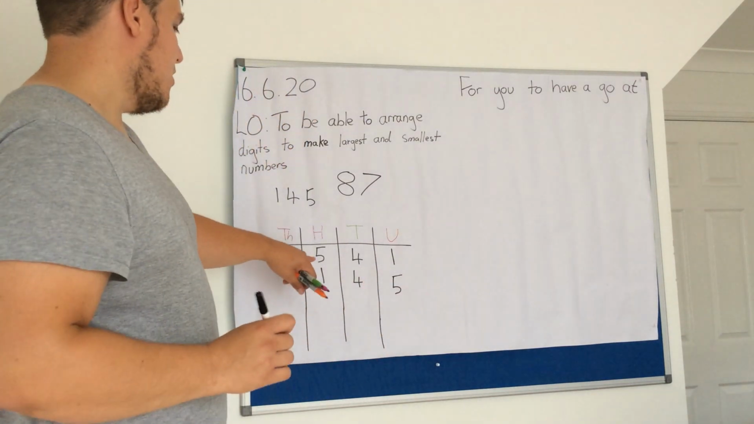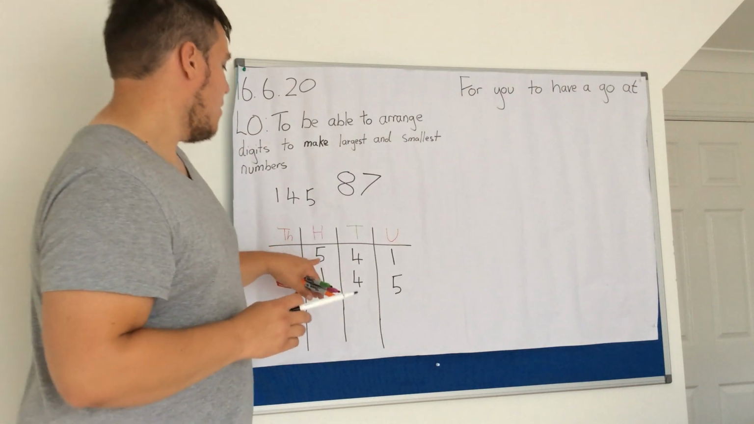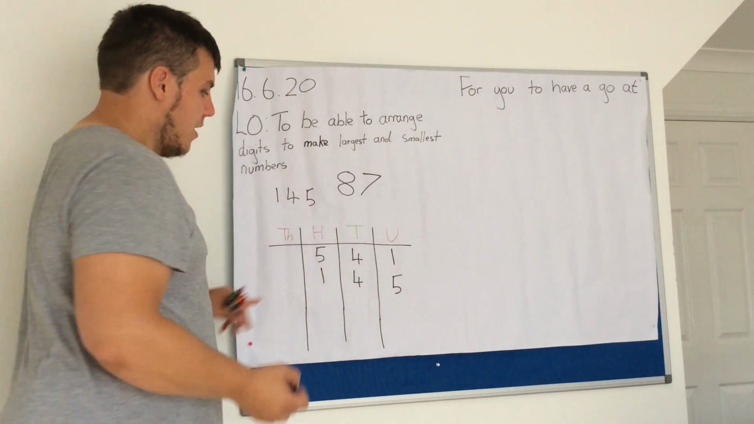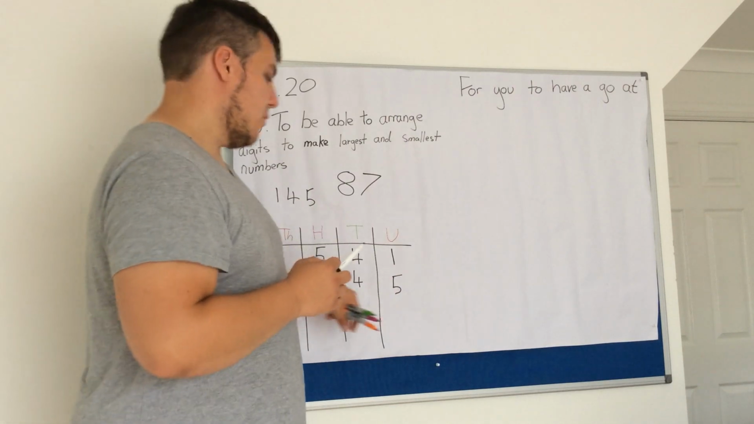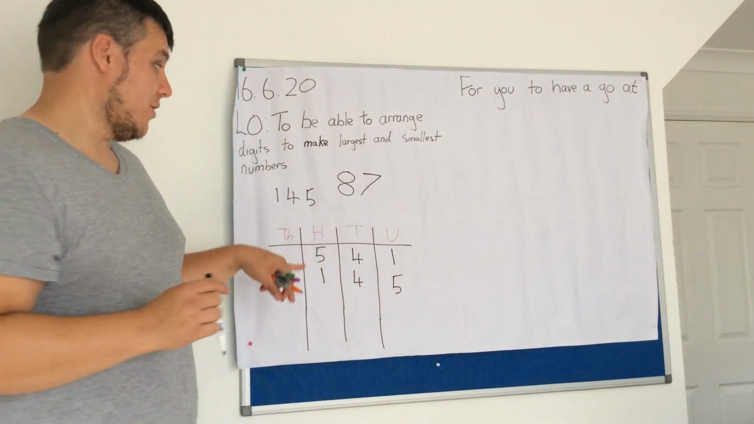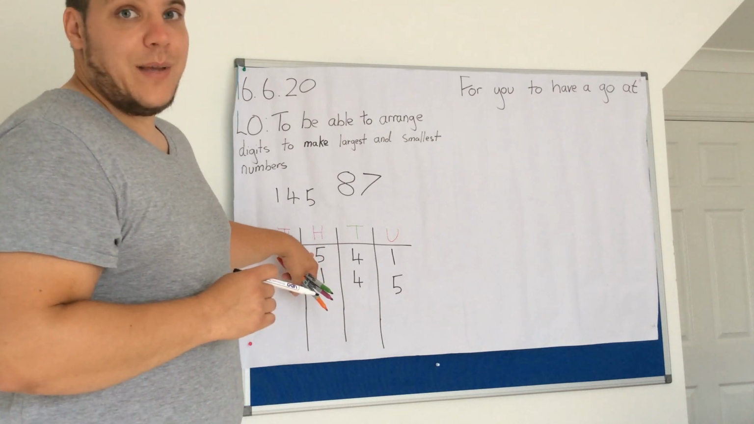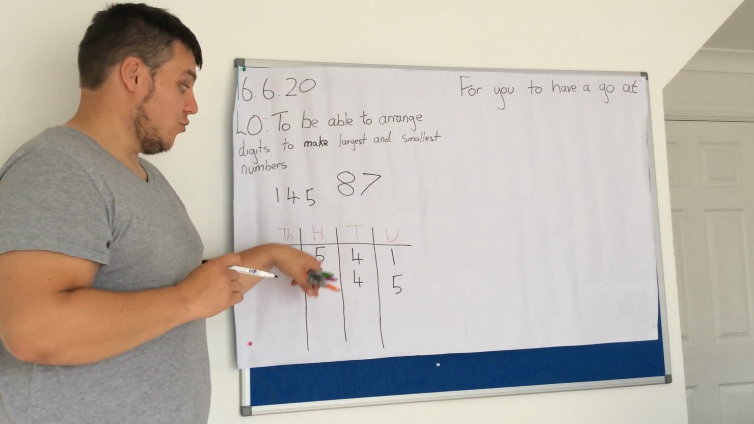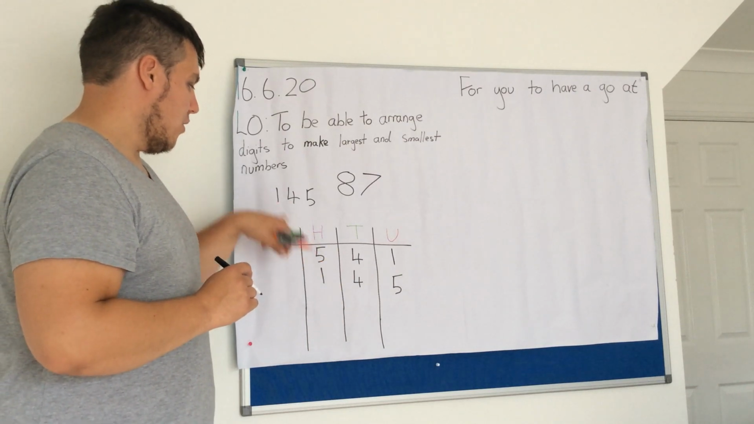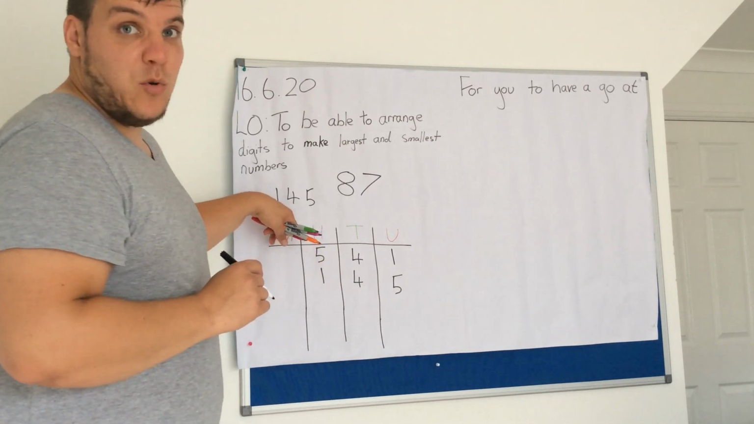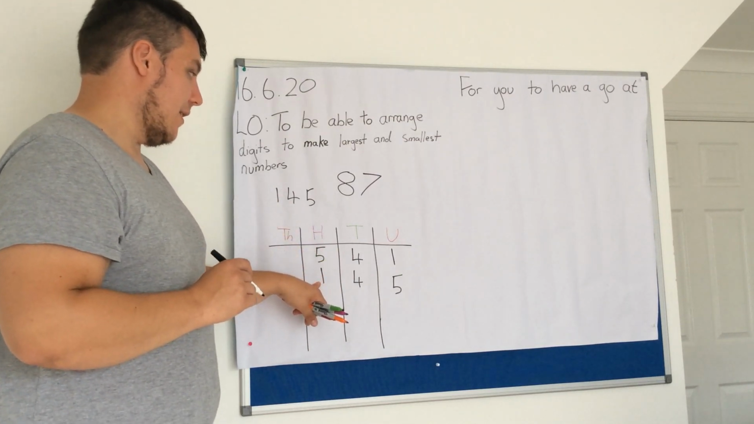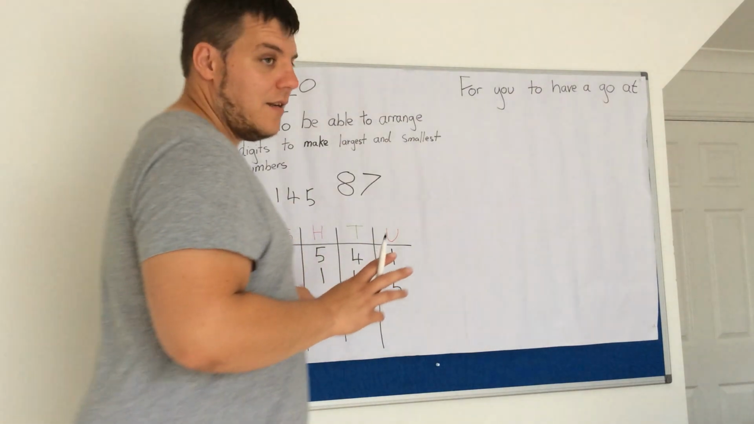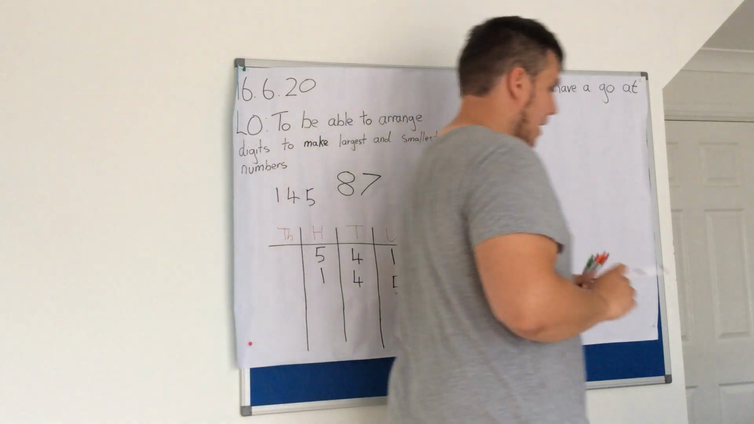So the biggest number that I can make with those 3 digits is 541, and the smallest number I can make is 145. For the biggest number, I have given my biggest number the biggest value, which is my hundreds, and for the smallest number, I've given my smallest number the biggest value. Biggest, smallest. That's what you're going to have a go at doing today.